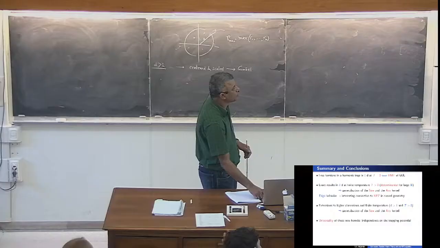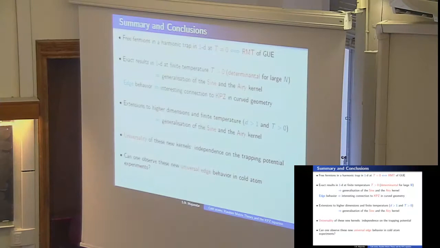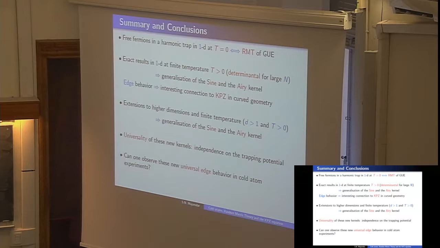And of course, one important question is whether one can observe this universal edge behavior in cold atom experiments. These cold atom people have been looking at this problem for a while, but nobody really looks at the edge behavior. So what we are trying to tell the experimentalists is that there's an interesting edge behavior, and maybe one can measure it in the experiments.